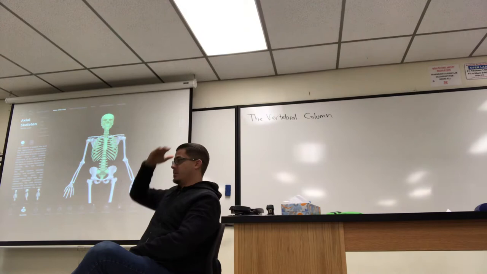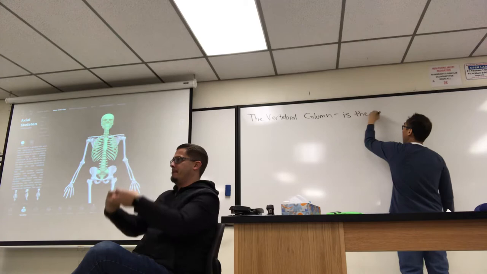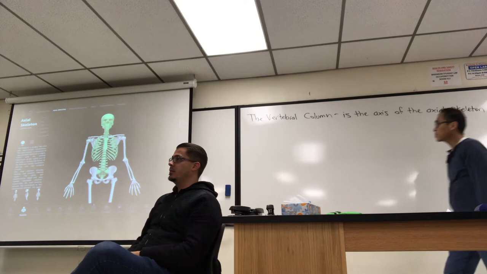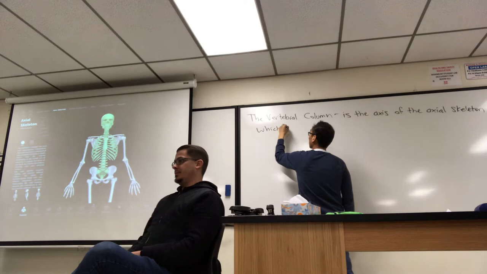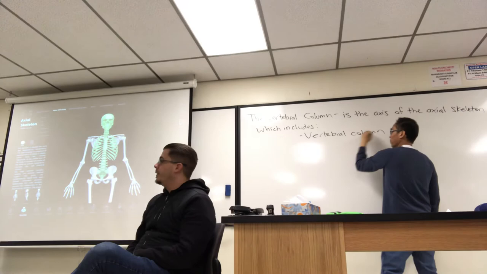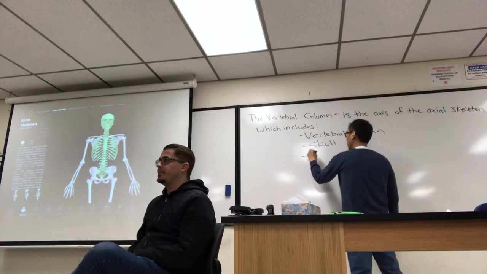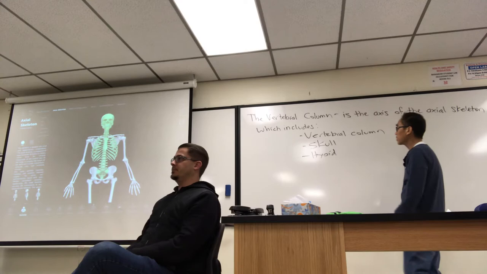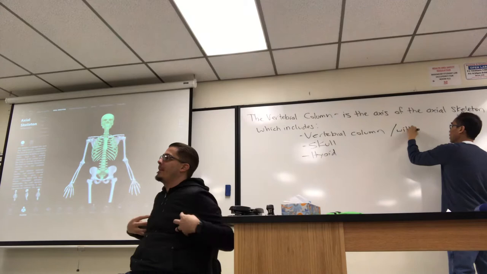The vertebral column is the axis of the axial skeleton, which includes the vertebral column, which is today's lecture. Skull. The hyoid bone. I'll just say the hyoid. That's pretty much it. I'll say the vertebral column with ribs. And sternum.